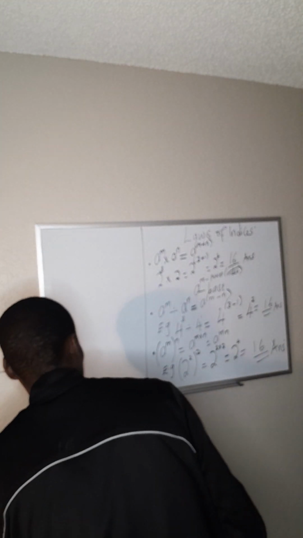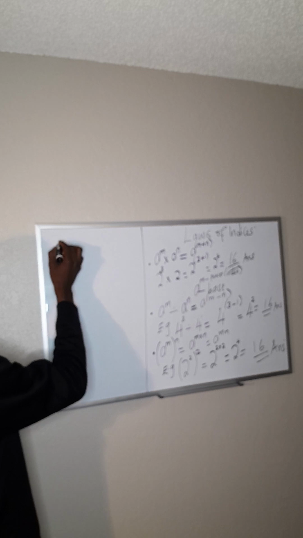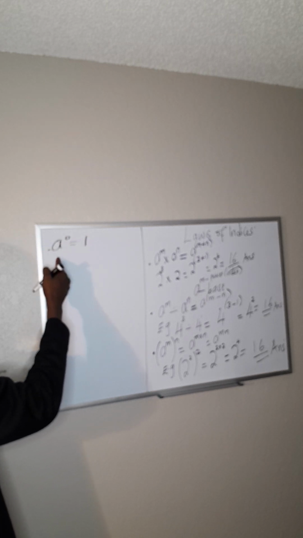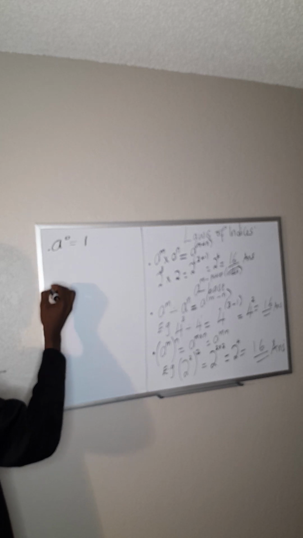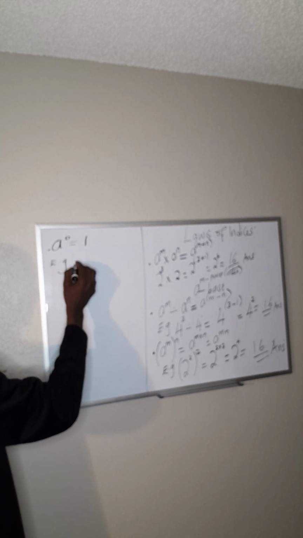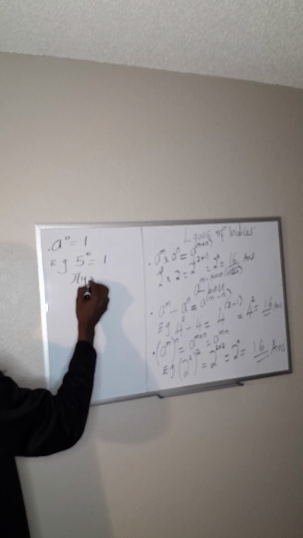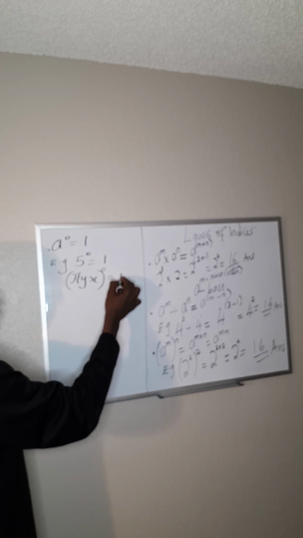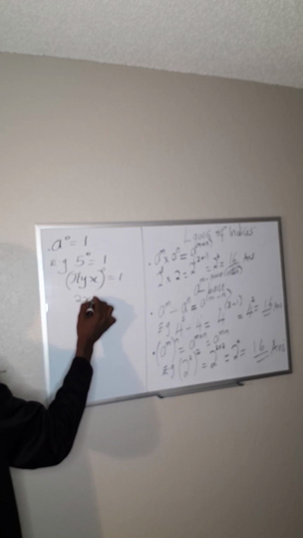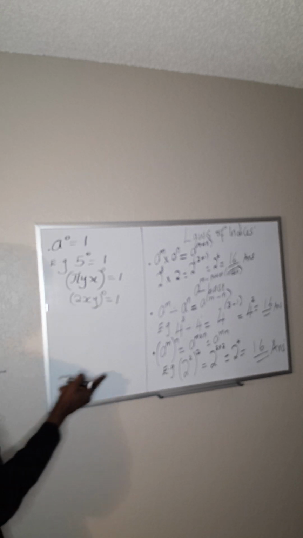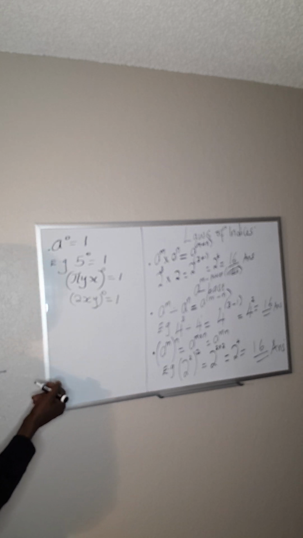Another rule of indices that I want you to take note of, that is also very important. This one, a raised to the power of 0, is equal to 1. Any number raised to power 0 is always equal to 1. Therefore, e.g., if I have 5 raised to power 0, the answer is 1. If I have pi, y, x, everything raised to power 0, the answer is 1. If I have 2x, y, everything raised to power 0, it is equal to 1. Any number raised to the power of 0, the answer will always be equal to 1.